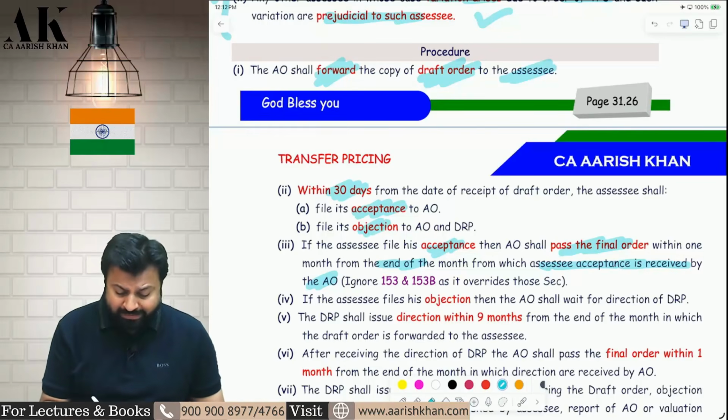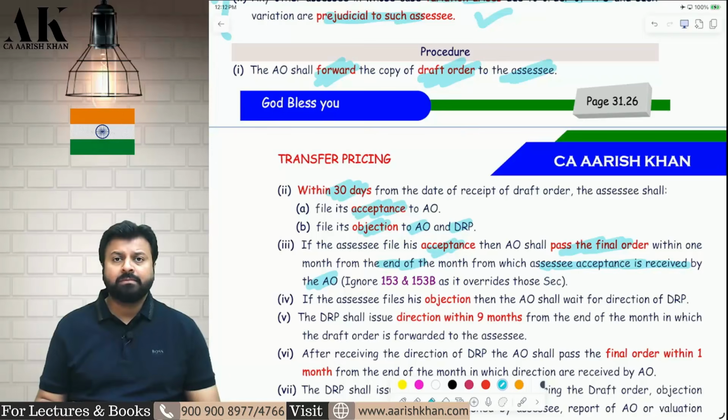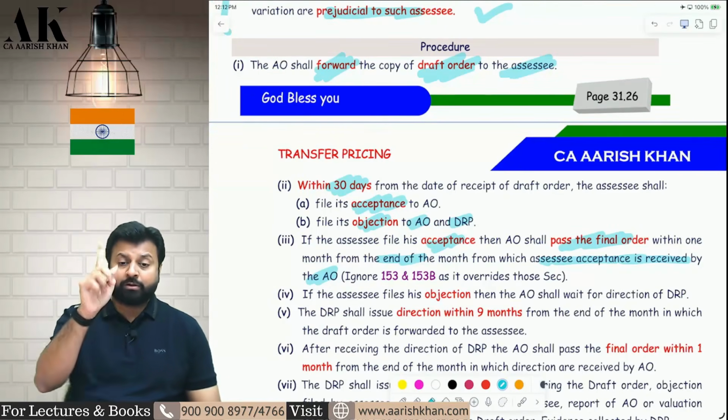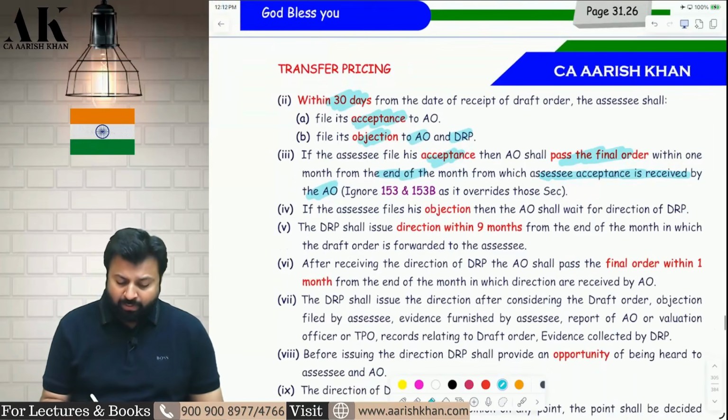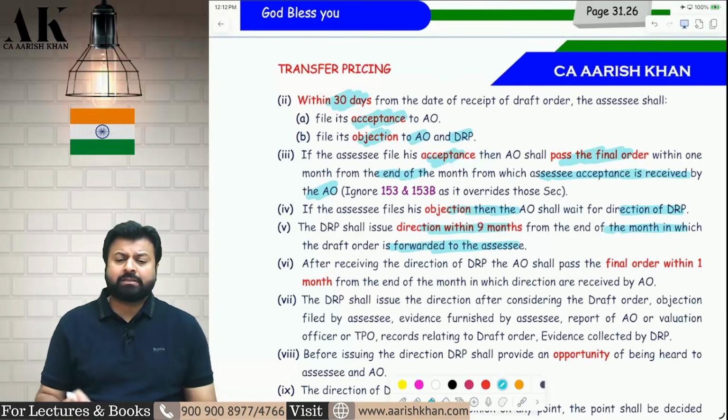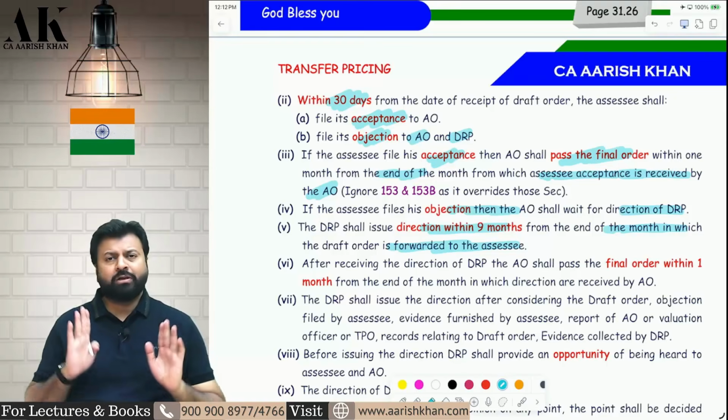Then you have to object to the AO and DRP. You have to file an objection that I don't accept this draft order, I will object to DRP. Then the AO has to wait for the direction of DRP, and the DRP will pass the direction within 9 months from the end of the month in which the draft order is forwarded to the assessee. So it's very simple.